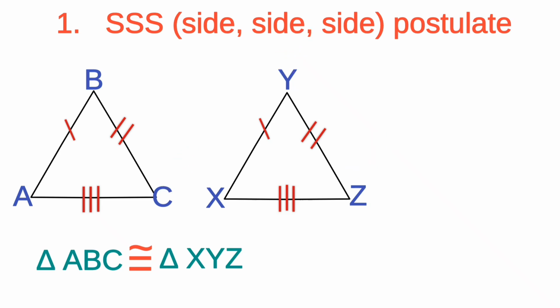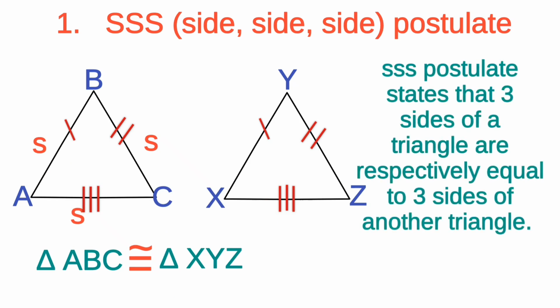It is very important. So the postulate that proves that these two triangles are congruent is what we call SSS postulate, and it states that 3 sides of one triangle are respectively equal to 3 sides of another triangle. Now let's look at the second postulate. The second postulate is SAS postulate, that is side angle side postulate.